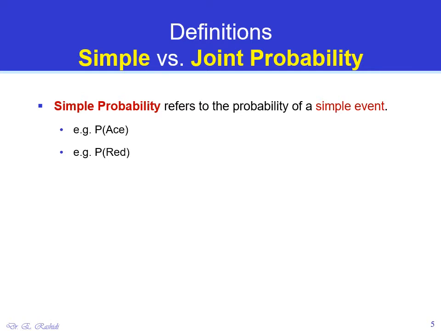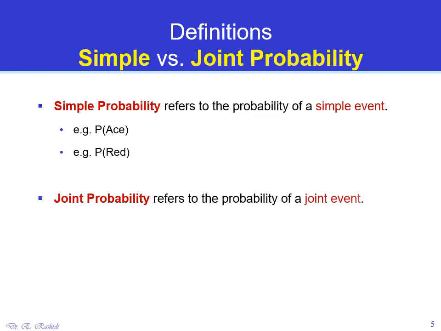On the other hand, when we are talking about a joint probability, we are talking about the probability of an event that has two or more characteristics, which is called a joint event. For example, we draw a card. What is the probability of drawing an ace card and a red card? That means a red ace card. So here we have two characteristics. We have the color and we have the type. So that's a joint event. The probability of that is a joint probability.